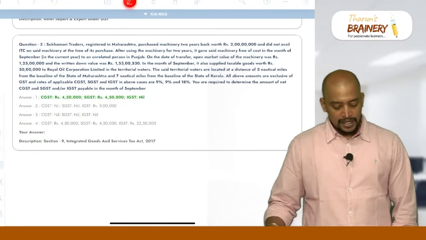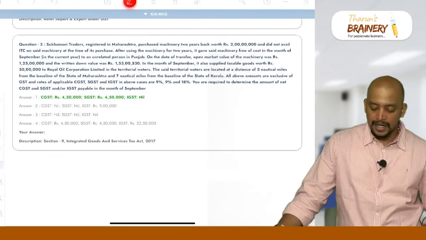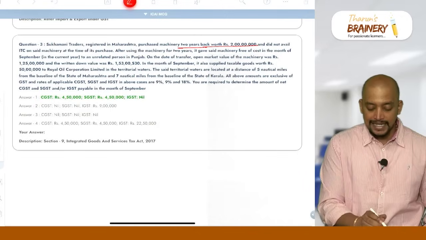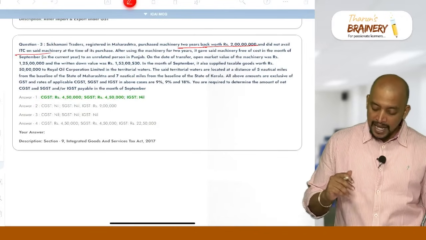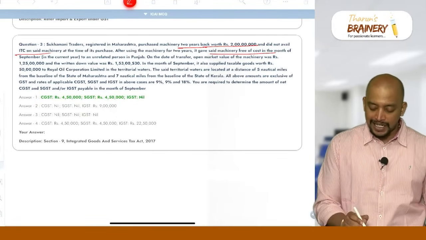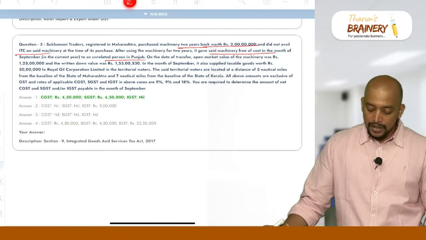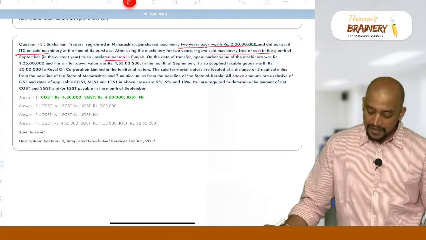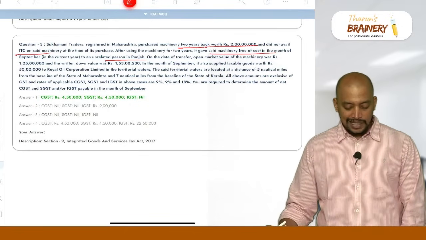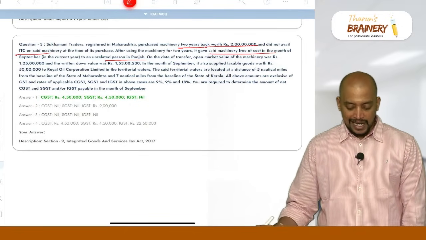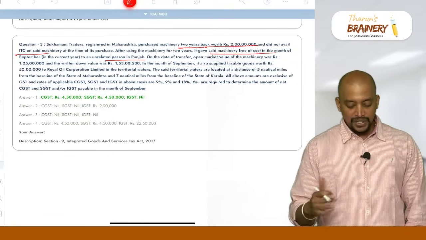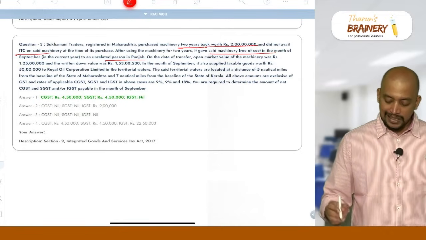Then next, question number 3. Sukhmani Traders, registered in Maharashtra, purchased machinery 2 years back worth 2 crores and did not avail ITC on the said machinery at the time of its purchase. After using the machinery for 2 years, it gave the said machinery free of cost in the month of September to an unrelated person in Punjab. So it is not a supply. On the date of transfer, the open market value of the machinery was 125 and WDV was 153. In the month of September, it also supplied taxable goods worth rupees 50 lakhs to Royal Oil Corporation. Actually, this machinery transfer will not be coming under supply.